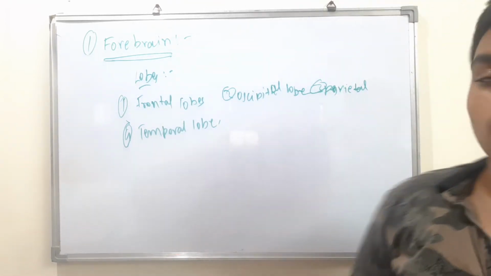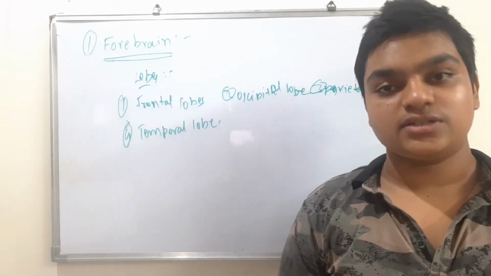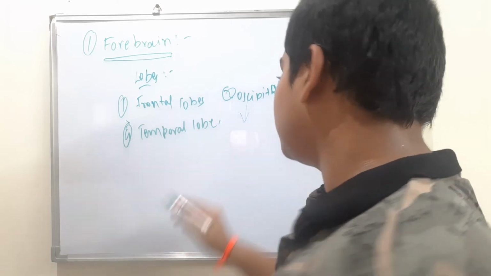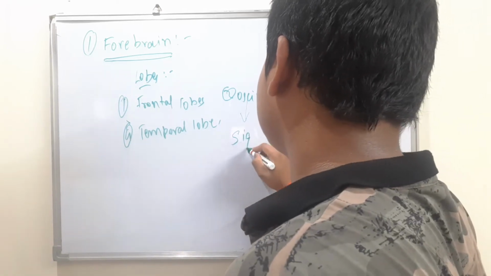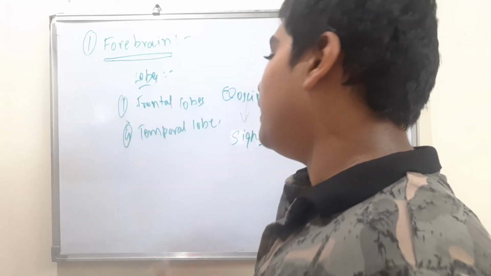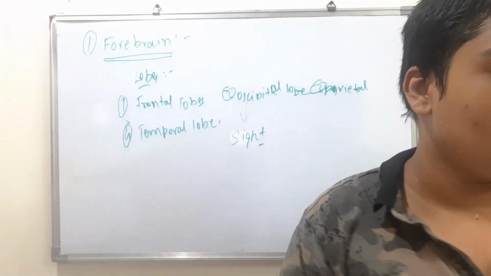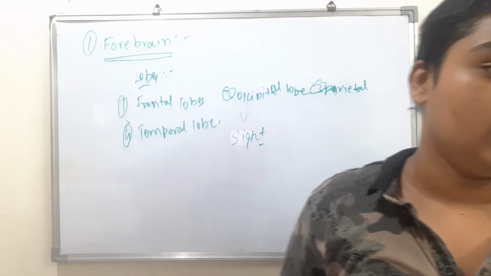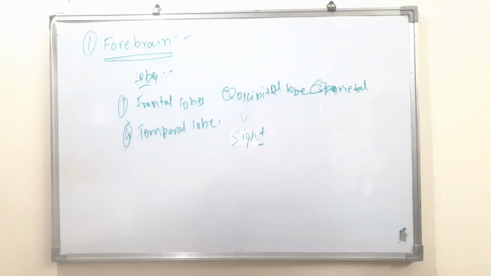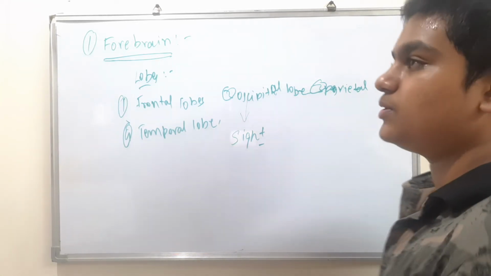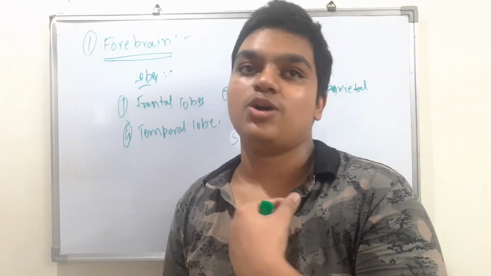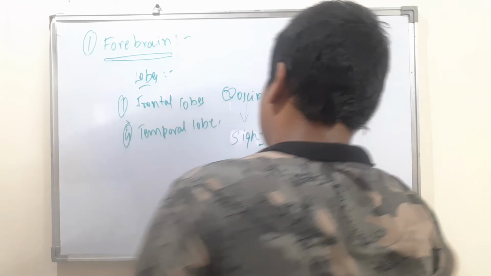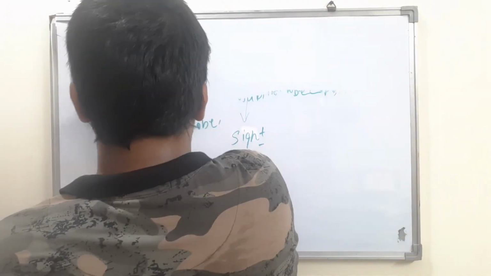Next one, the occipital lobe. This occipital lobe helps in sight. Next one, the temporal lobe. It is auditory in function: hearing, learning and feelings. We are remembering something because we are hearing something, because of this temporal lobe. We are learning something because of this temporal lobe. So that is about the forebrain.